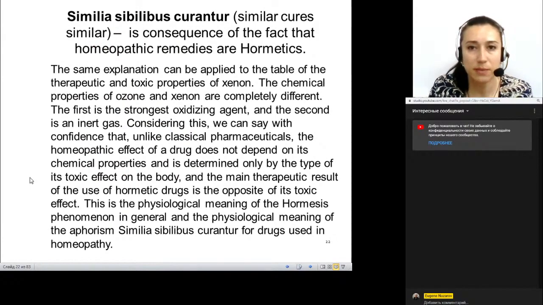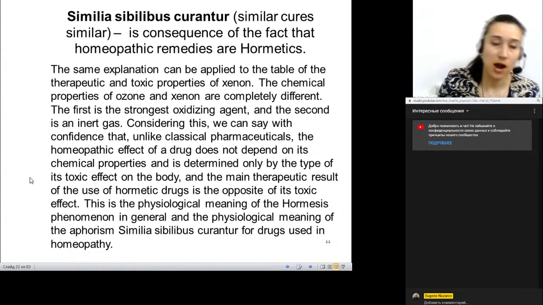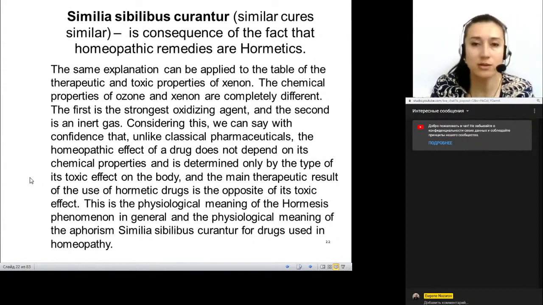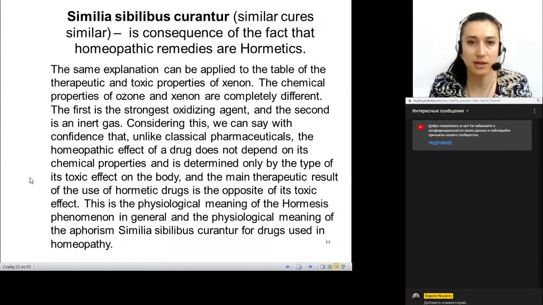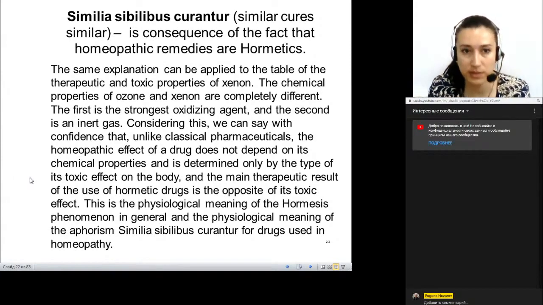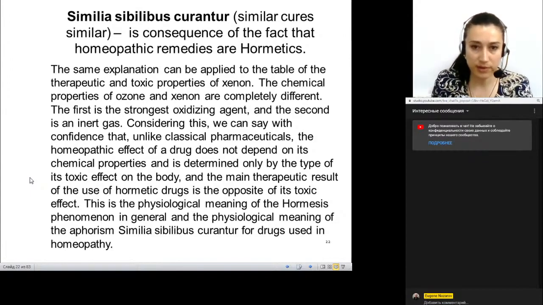The same explanation can be applied to the table of the therapeutic and toxic properties of xenon, and the chemical properties of ozone and xenon are completely different. The first is the strongest oxidizing agent, and the second is an inert gas. Considering this, we can say with confidence that unlike classical pharmaceuticals, the homeopathic effect of a drug doesn't depend on its chemical properties, and it's determined only by the type of its toxic effect on the body, and the main therapeutic result of the use of hormetic drugs is the opposite of its toxic effect. This is the physiological meaning of the hormesis phenomenon in general and the physiological meaning of the aphorism similia similibus curantur for drugs used in homeopathy.